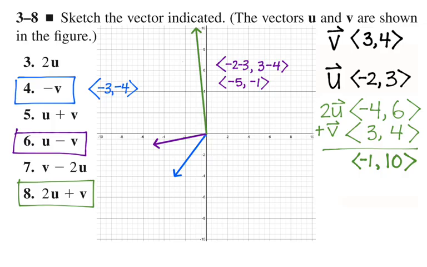Again, I do want to remind you that these vectors, while I drew all 3 of them where they started at 0, 0, I didn't have to. I could draw this vector anywhere I want. It's still a vector that moves negative 1 in the x direction and 10 in the y direction.